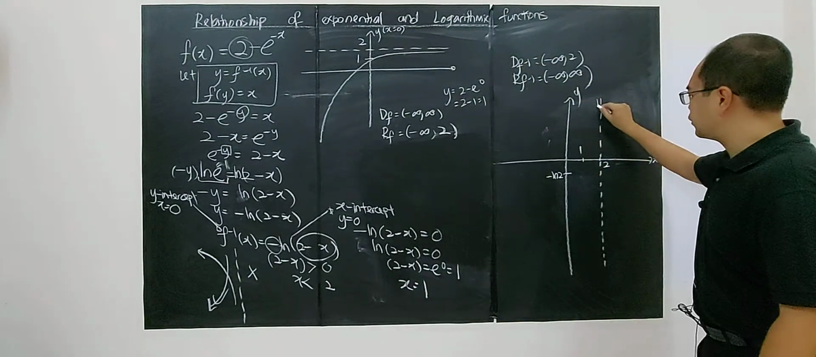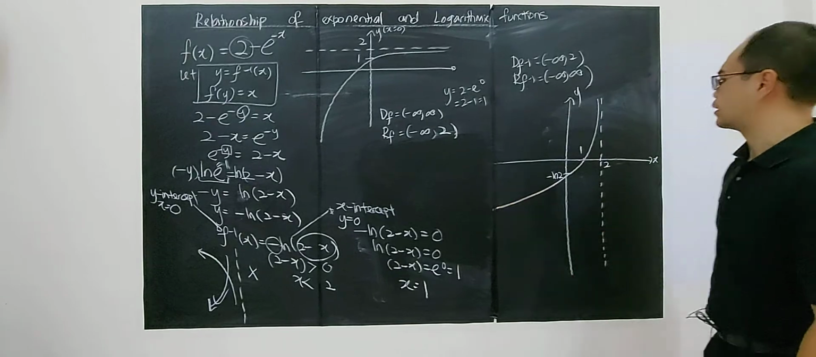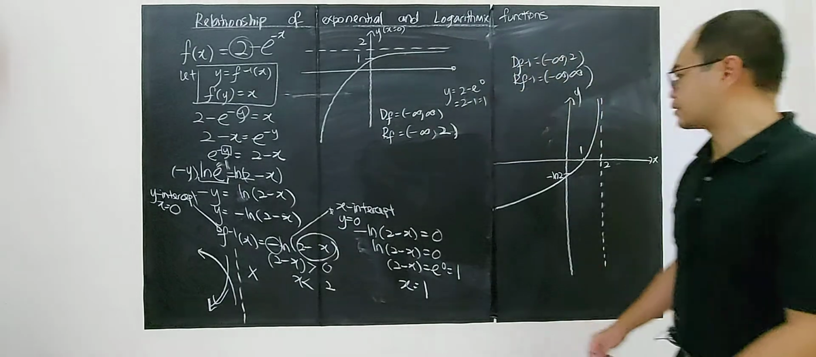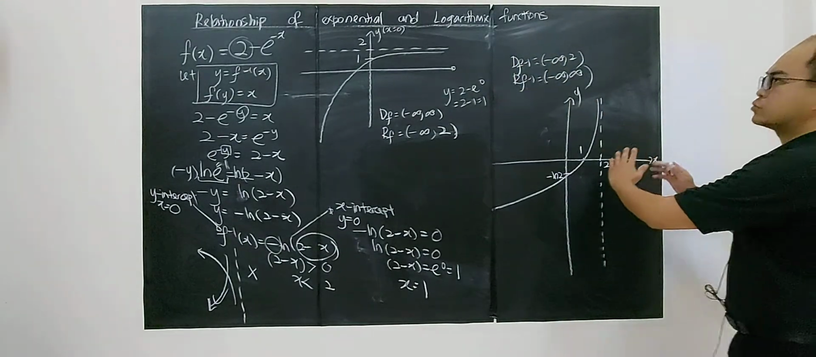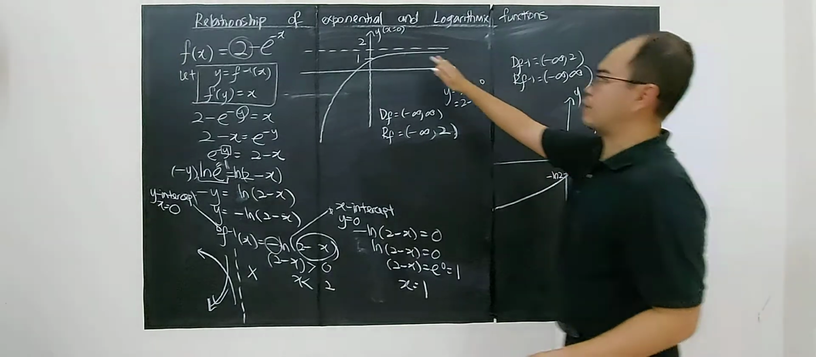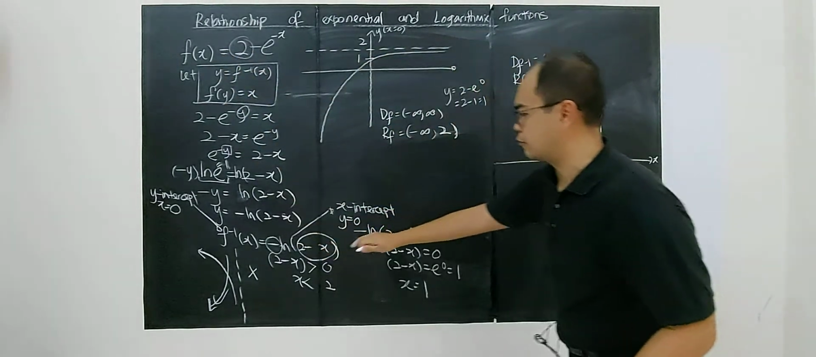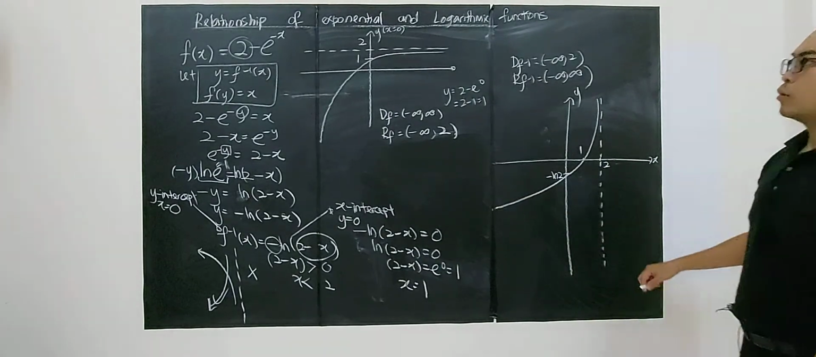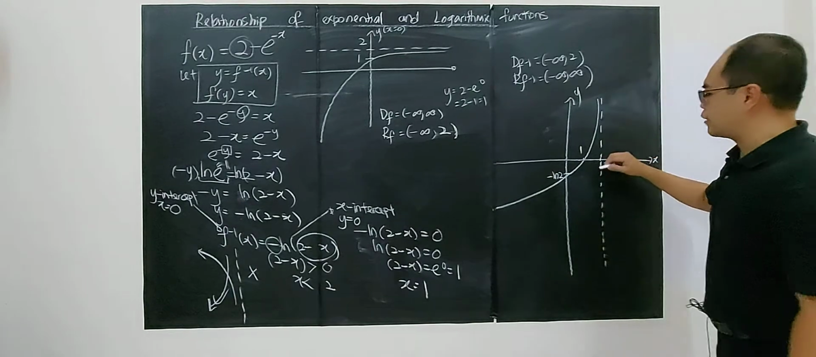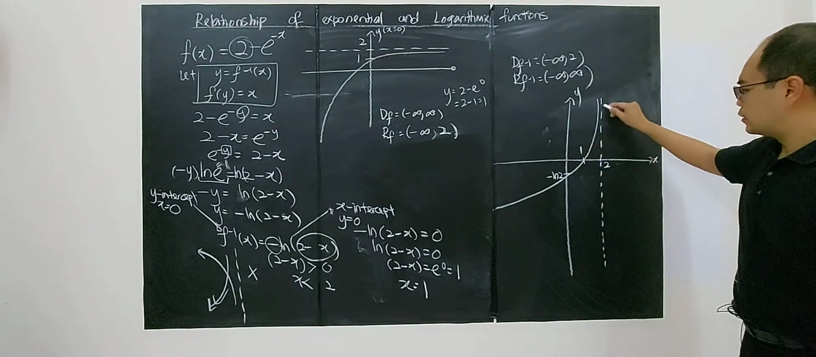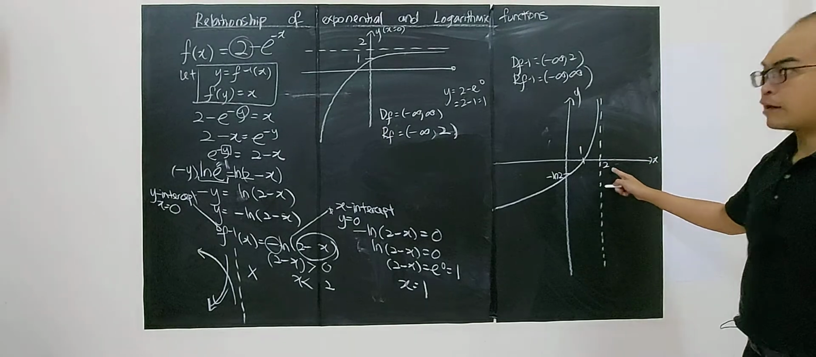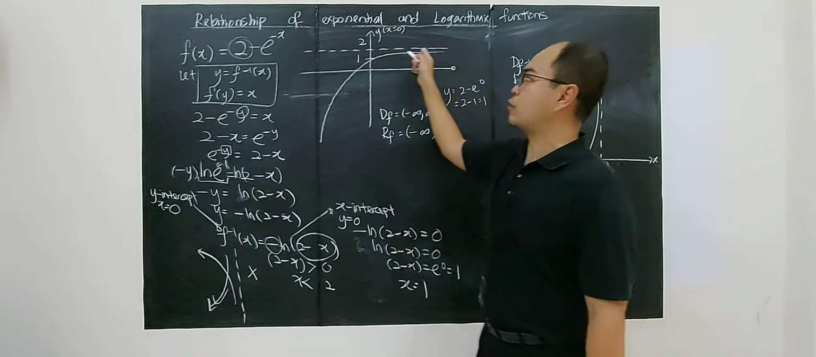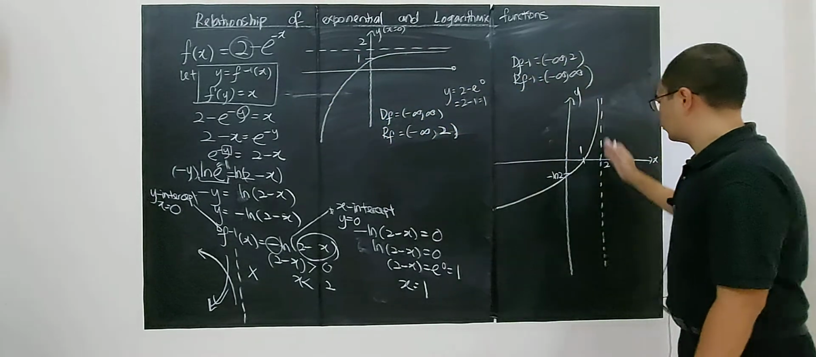So if I'm sketching the graph, this is the graph for negative ln of 2 minus x. Now if you look at these two graphs here, this is the graph for fx, and this is the graph for the inverse of fx. So what can you find out? If you see carefully, this will be the vertical asymptote x equals 2, and for this one, y equals 2 will be the horizontal asymptote. One will be horizontal, one will be vertical.